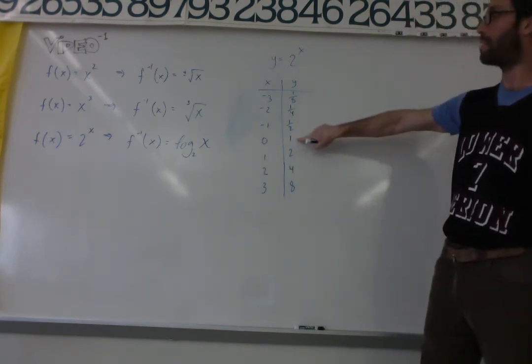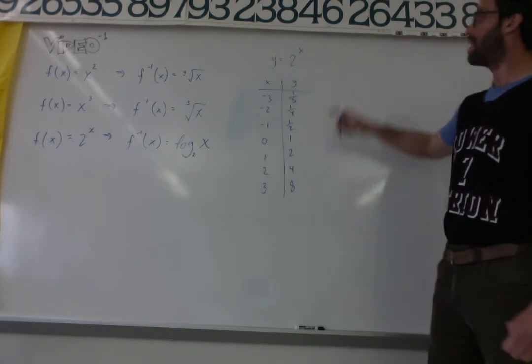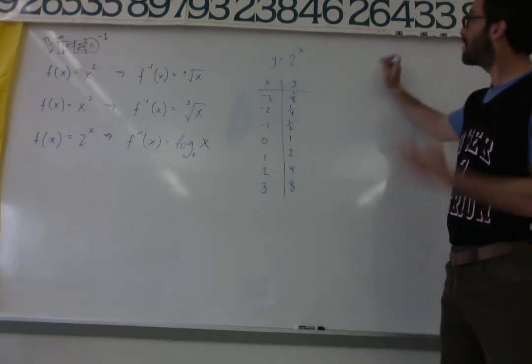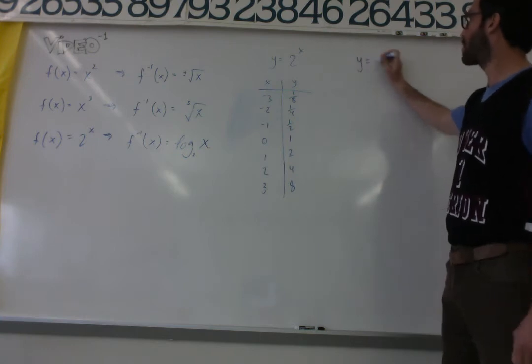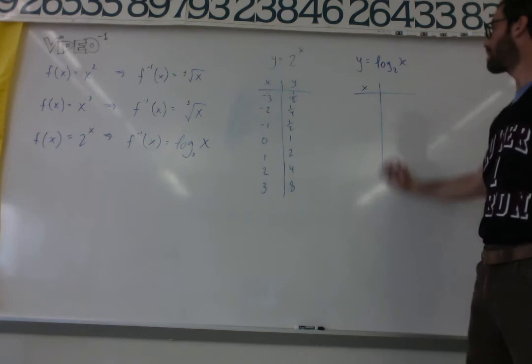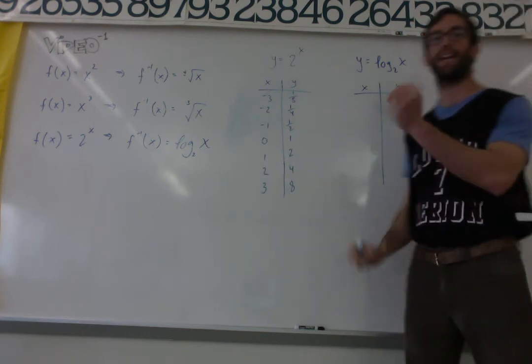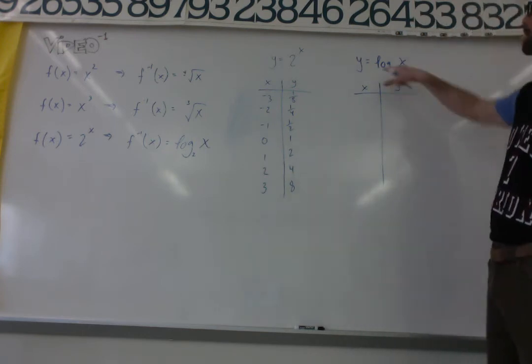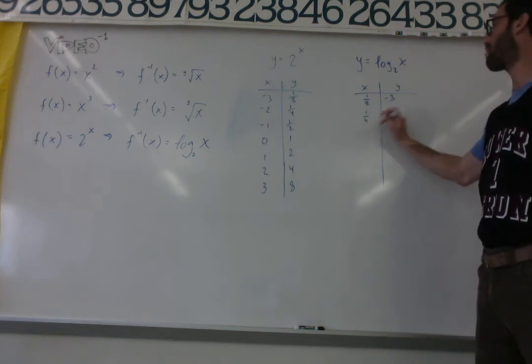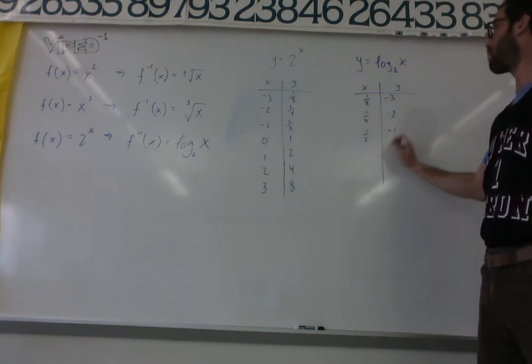The y-intercept is 1, so we don't have a 1 in front. Now, if this is a table of values that represents the exponential function, then if we were to find its inverse, which is y equals log base 2 of x, just to remind you, we would just interchange x and y. So the table that represents this equation would be 1/8, -3, 1/4, -2, 1/2, -1, and so on.